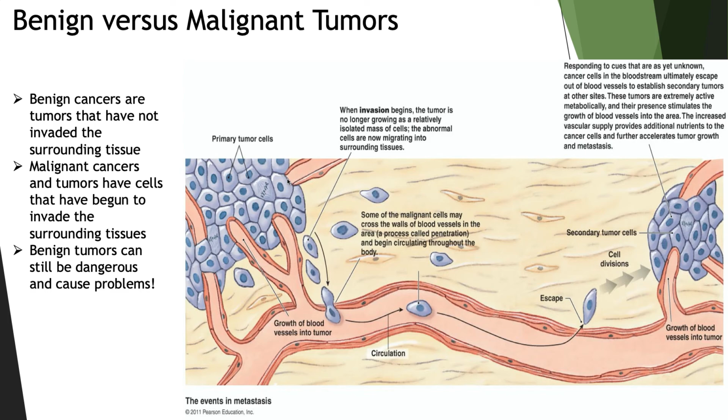Make no mistake, the benign tumors, although they have not metastasized and moved to different areas of the body, can still be dangerous and cause problems. A lot of times in pop culture or in today's idea, we have the incorrect notion that if a tumor is benign, it cannot harm us, when in fact it still can.